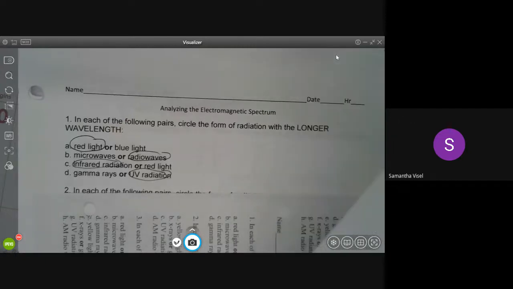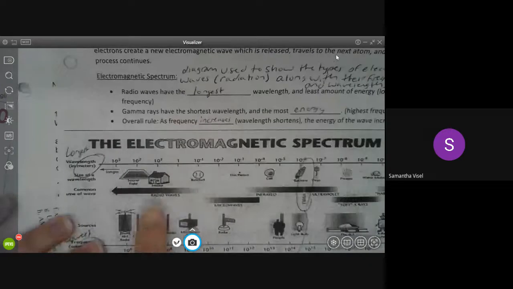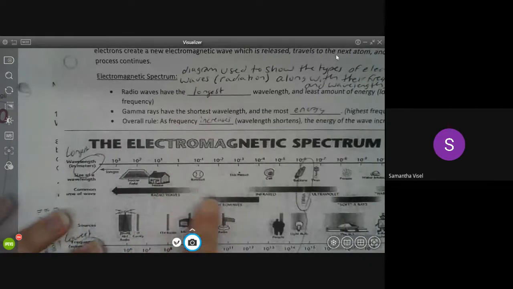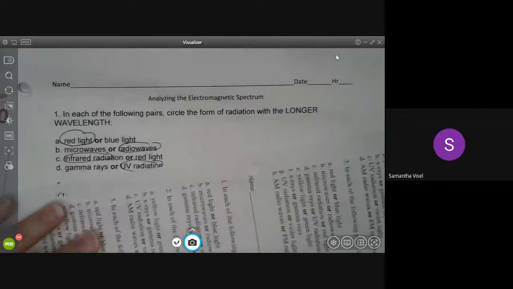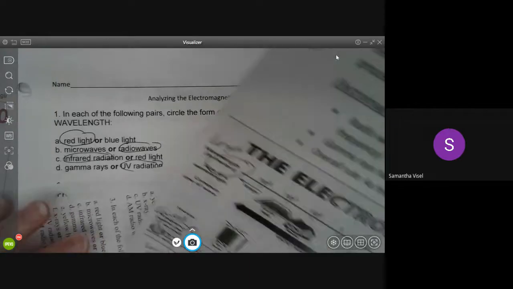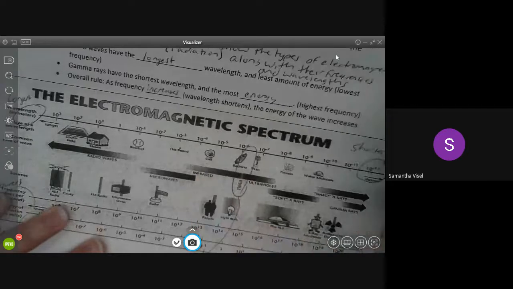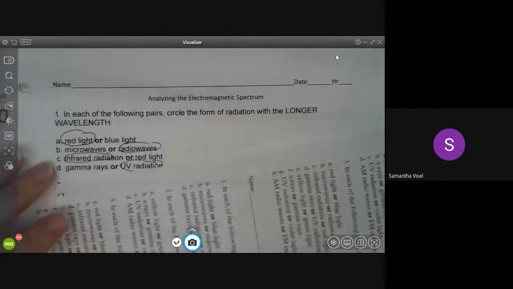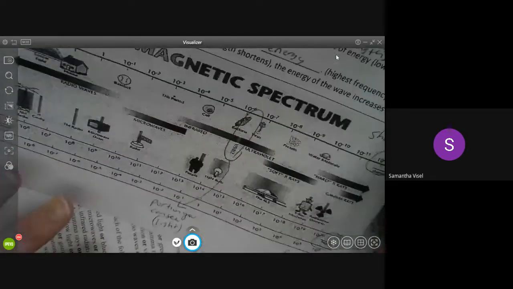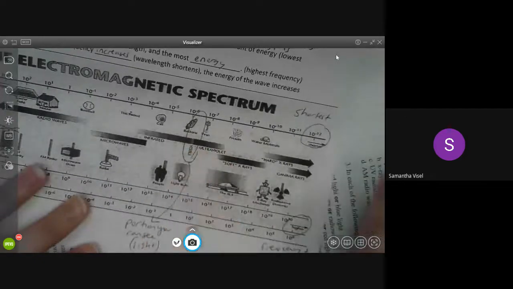Microwaves or radio waves. Radio waves are more to the left than microwaves, so radio waves are bigger. Infrared or red light. Red light is going to be in the visible portion, so infrared is more left. And then gamma or UV. UV is more to the left than gamma.